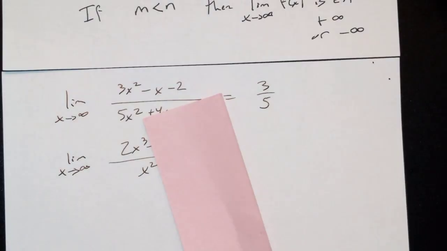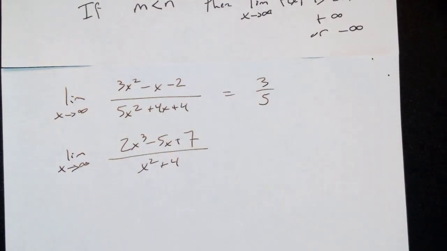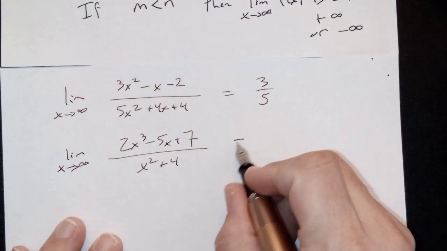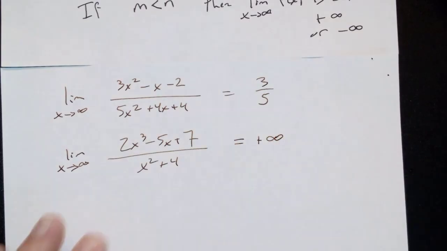Wait a minute. 2x cubed over x squared would simplify to be 2x, right? This should be going like this, because that's what the line y equals 2x looks like. It goes up as we go off to the right. No, if I just write infinity, it's assumed to be positive. I'm just emphasizing it here for the moment.